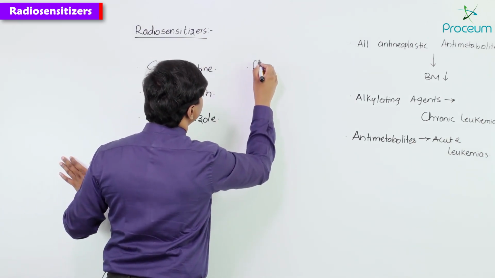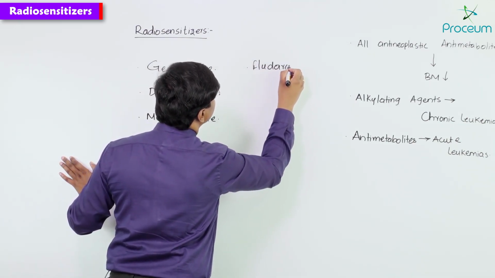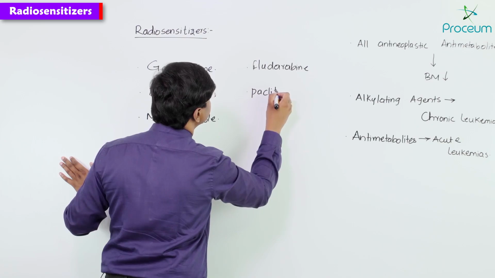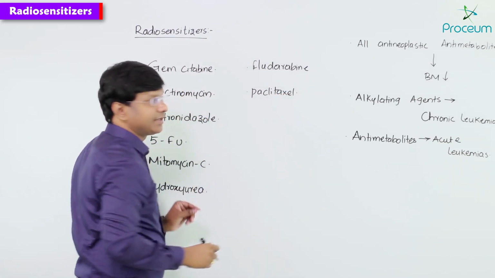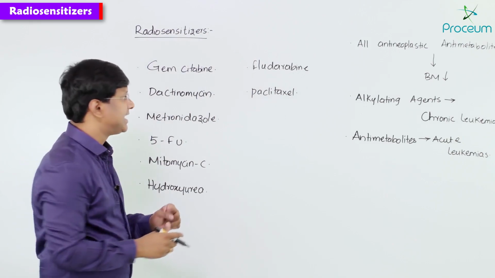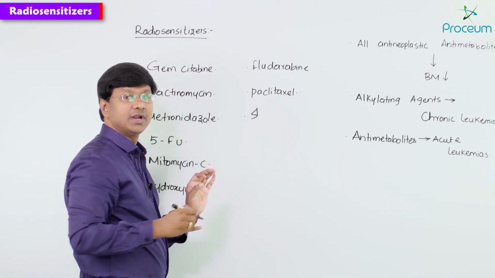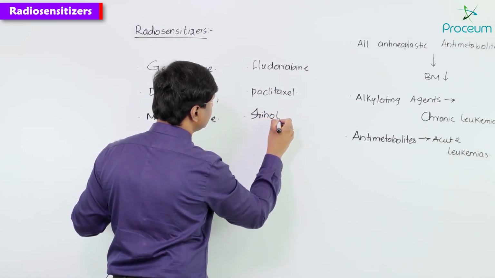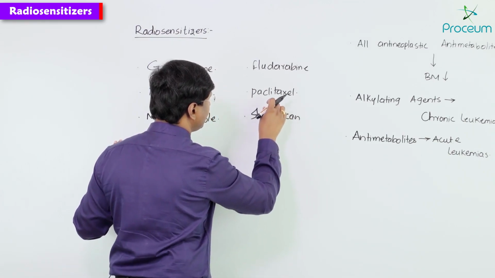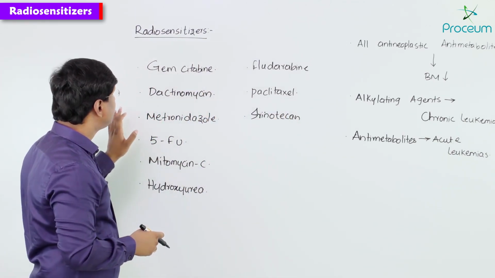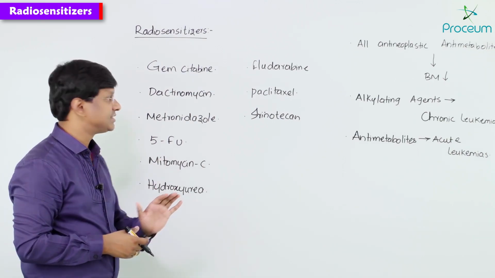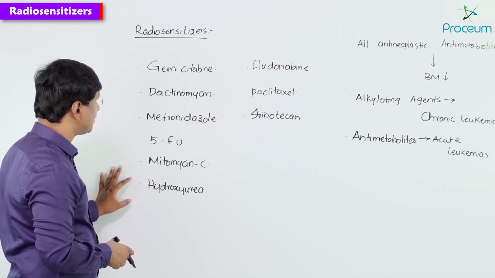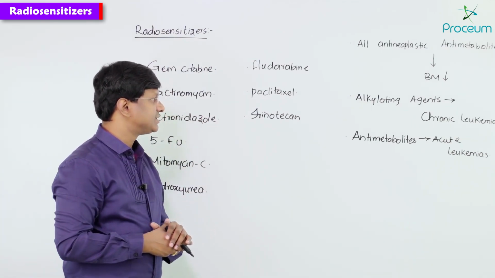Then you have fludarabine, then we have paclitaxel, and lastly we have irinotecan. So remember, these are all your radiosensitizers: gemcitabine, dactinomycin, metronidazole, 5-fluorouracil, mitomycin C, hydroxyurea, fludarabine, paclitaxel, as well as irinotecan.